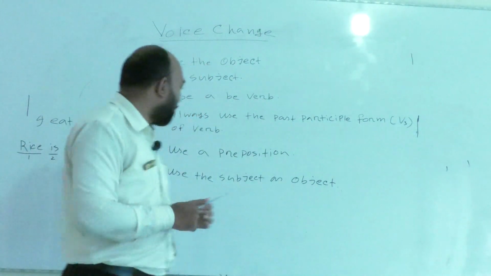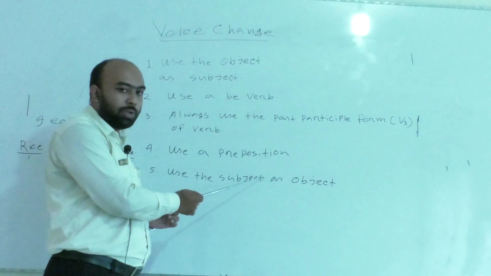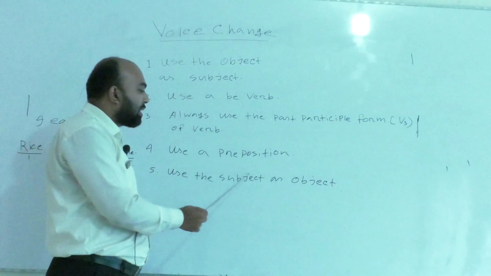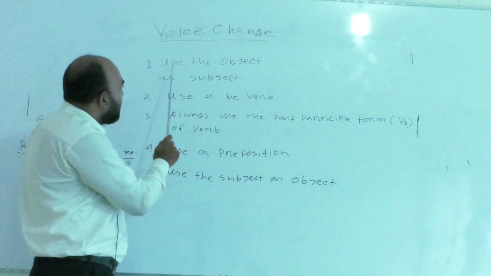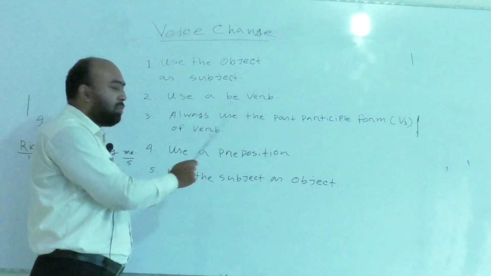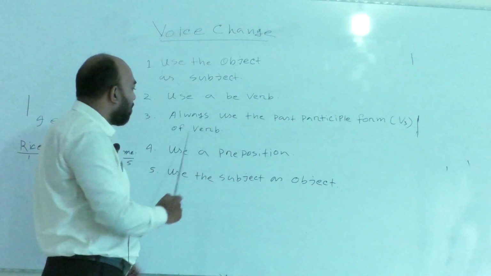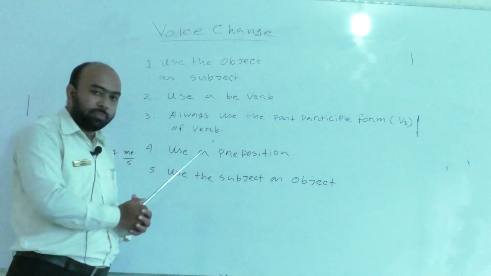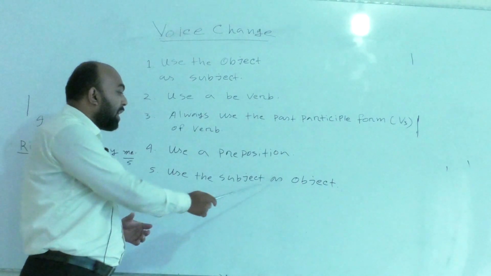Okay, and number 4 is telling that we should use a preposition. And number 5 is telling that we should use the subject as object. So first one is use the object as subject. Second one is use a be verb. Third one is always use the past participle form of the verb, and fourth one is use a preposition. Fifth one is use the subject as object.